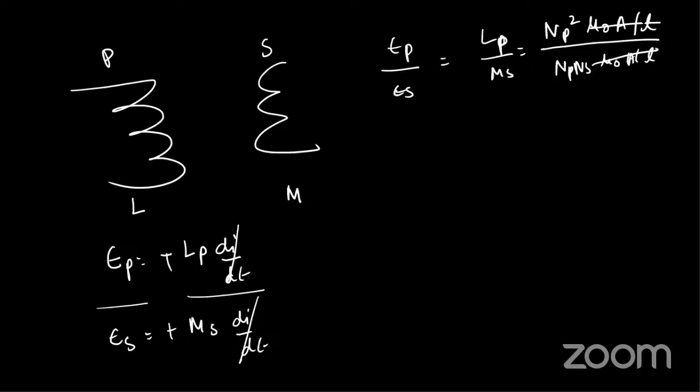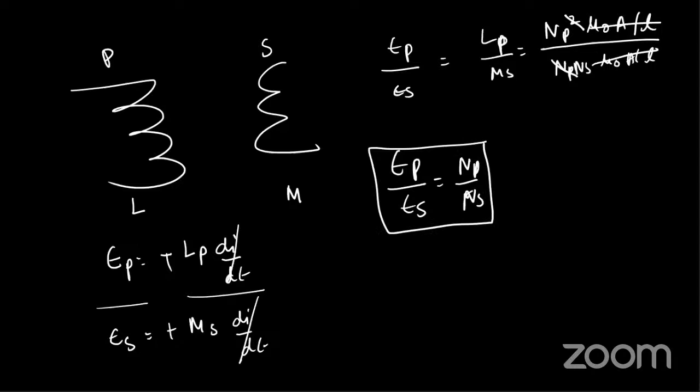So mu naught A by L and mu naught A by L cancel. One NP and one NP cancel out. So what am I left with? I'm left with EP by ES is equal to NP by NS. Okay, that's all. So this is the formula for transformers.